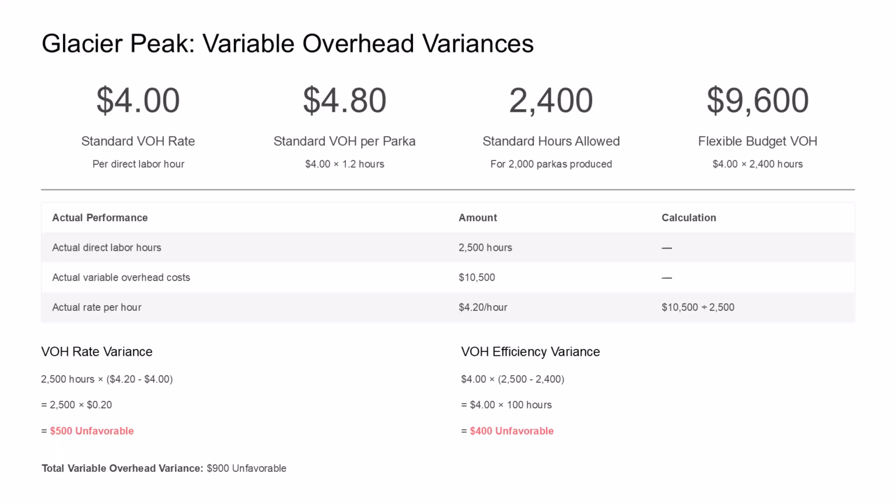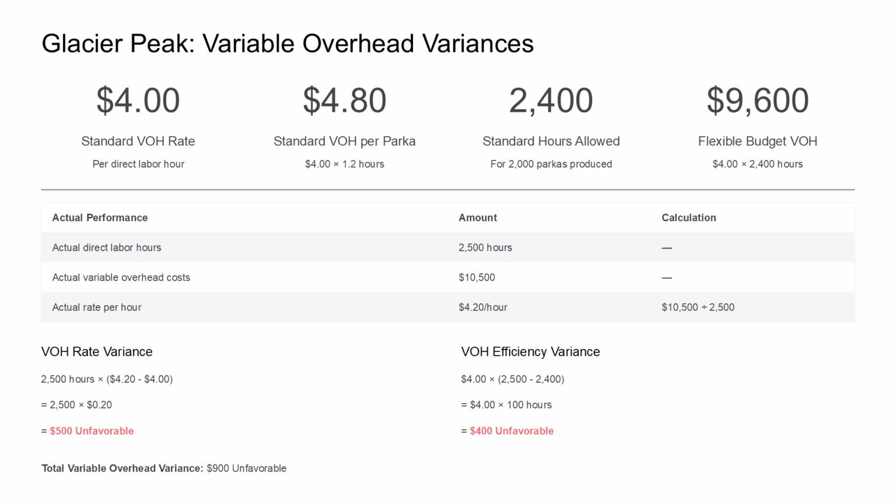Glacier Peak. Overhead variances. Completing the picture. Let's finish Glacier Peak's variance analysis by calculating their variable manufacturing overhead variances. The standard variable overhead rate is $4 per direct labor hour. Since the standard labor time per parka is 1.2 hours, the standard variable overhead per parka is $4.80. For 2,000 parkas, the standard hours allowed are 2,400 hours, same as we calculated for labor. The flexible budget for variable overhead is $4 per hour times 2,400 hours, which equals $9,600.